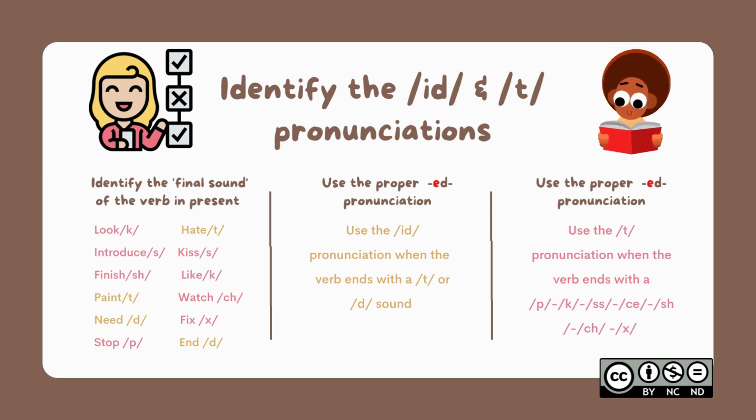Now let's go with the T. When you pronounce a T sound, it means that the verb usually ends with a P, a K, a double S, a CE, which is sh, CH, which is ch, and an X sound.